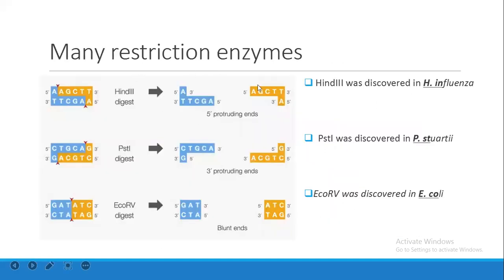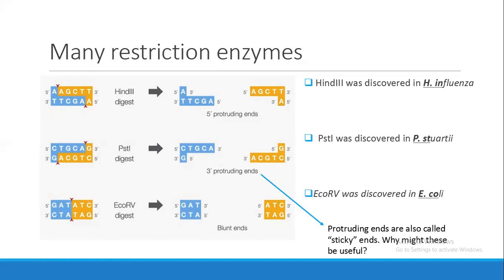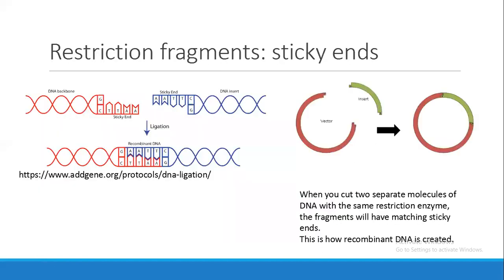There are many restriction enzymes. Here are some examples: HindIII was discovered in H. influenzae, and PstI was discovered in P. stuartii. EcoRV was discovered in E. coli bacteria. Some enzymes leave 3-prime protruding ends. What are protruding ends? Protruding ends are called sticky ends. Why might this be useful? Why are these sticky 3-prime ends of DNA so useful? We will discuss this in the next slide.